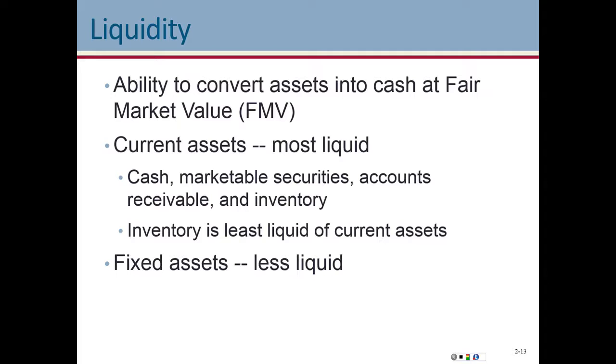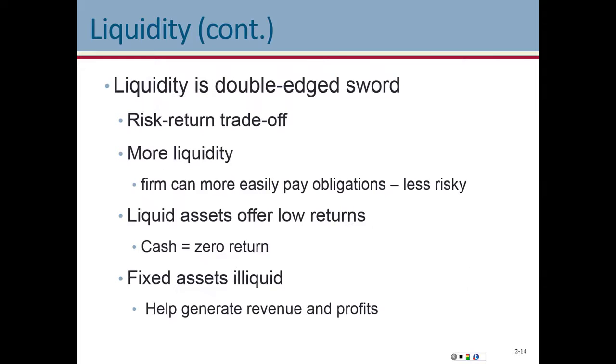We said liquidity is how easy or how quickly we can convert our assets into cash at fair market value. That's a very important thing you need to know. Fair market value, that is how much can we get being fair, right? So cash obviously is the most liquid asset. It's already cash. Inventory is the one that is the least liquid of the current assets. Fixed assets are not liquid at all, right?